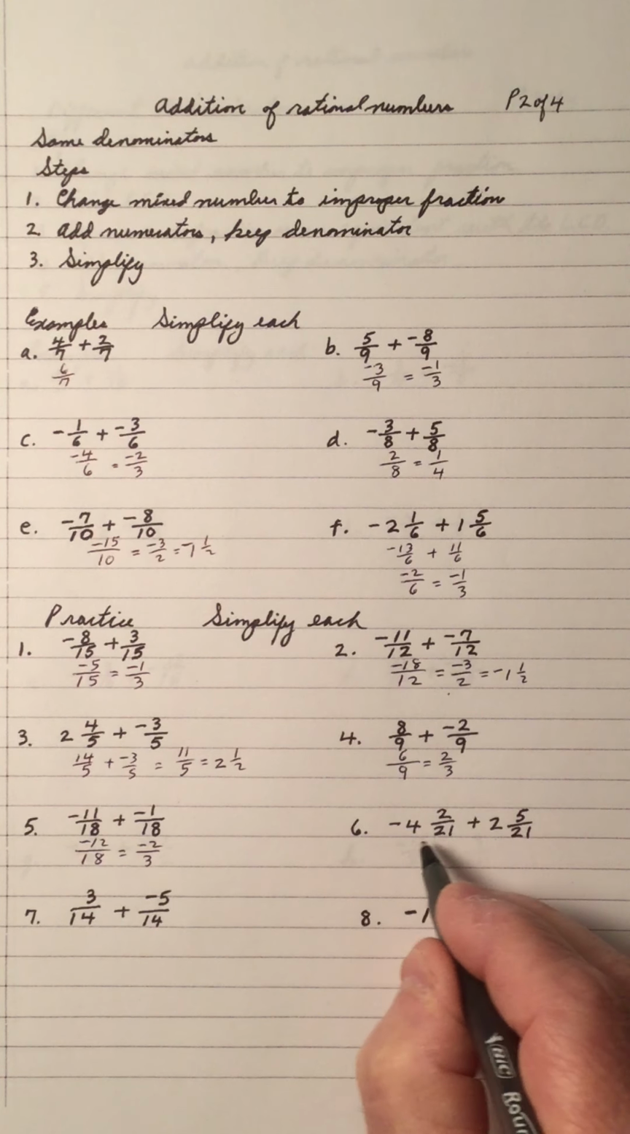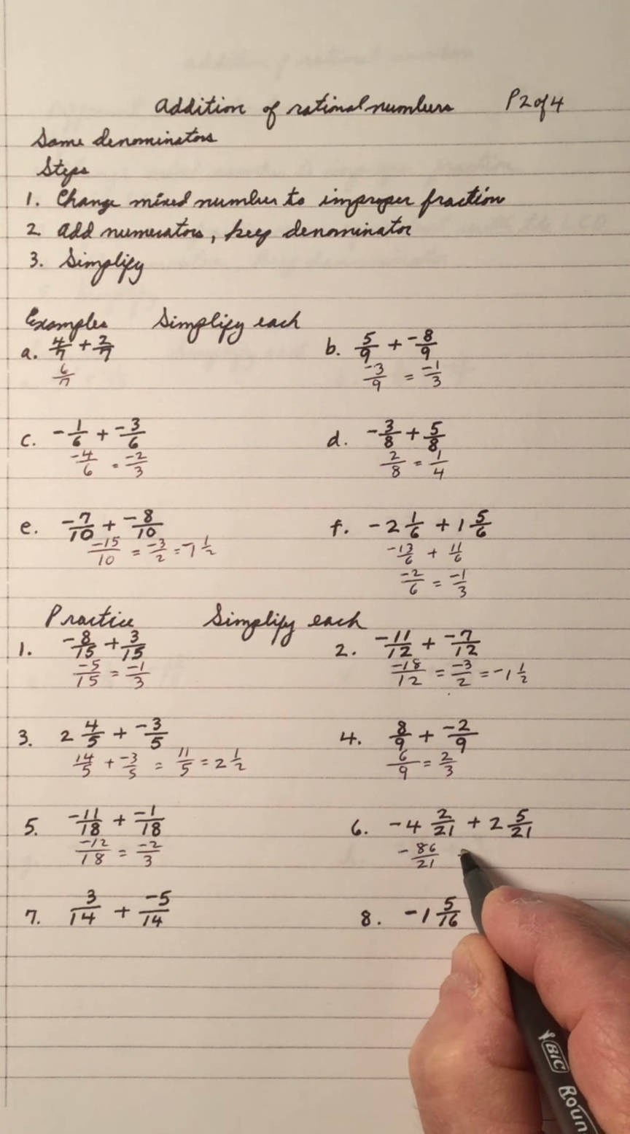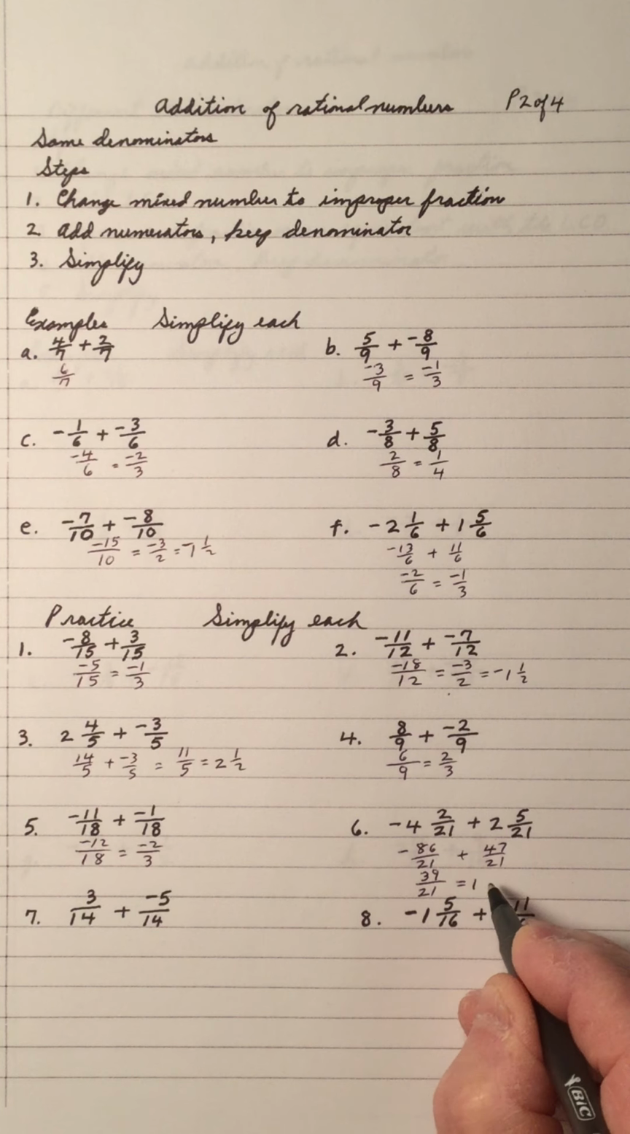And we have 84 plus 2 is 86 over 21, negative. And we have 42 and 5 is 47 over 21. When we add those up, common denominator is 21, and we subtract here and we get, looks like we get a 39. And 21 into 39 goes once, and there's 18 left over.